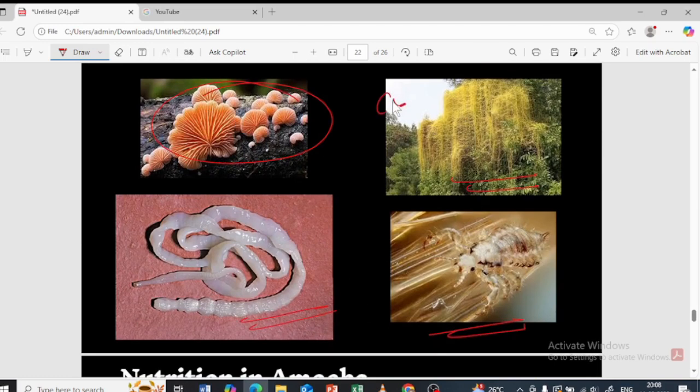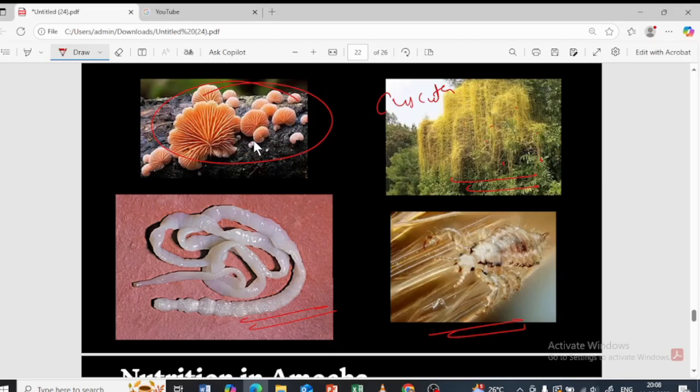This is Cuscuta, by the way. This is Cuscuta, which grows on the other plant and absorbs the nutrients. It is non-green, you can see yellow, right? It is a non-green plant. Obviously it will not undergo photosynthesis. That is the reason they are going to feed on the other plants for their food.